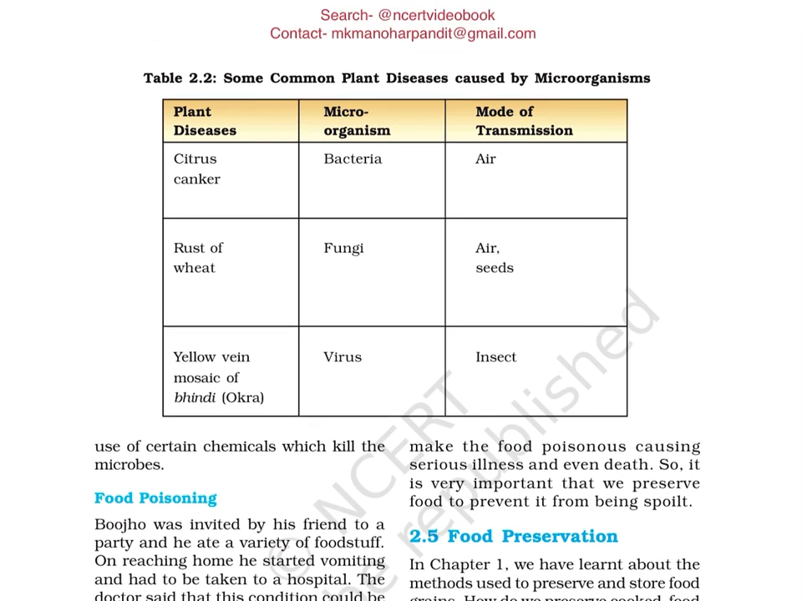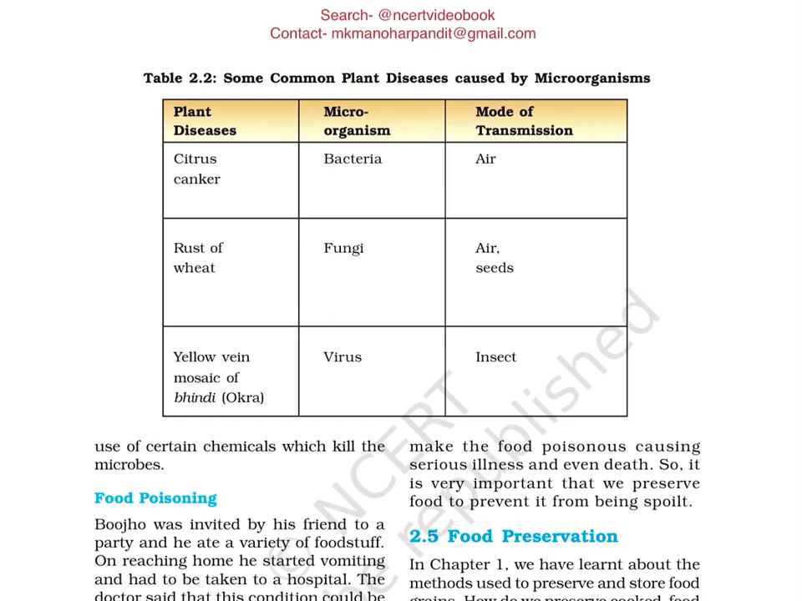Table 2.2. Some common plant diseases caused by microorganisms. Plant disease, citrus canker, microorganism, bacteria. Mode of transmission, air. Plant disease, rust of wheat, microorganism, fungi. Mode of transmission, air, seeds. Plant disease, yellow vein mosaic of bhindi, okra. Microorganism, virus. Mode of transmission, insect.